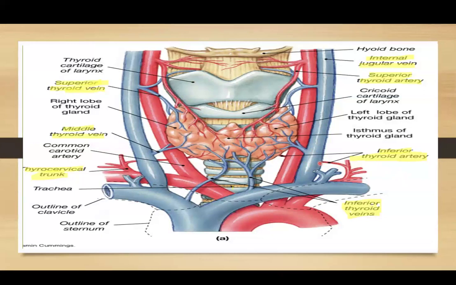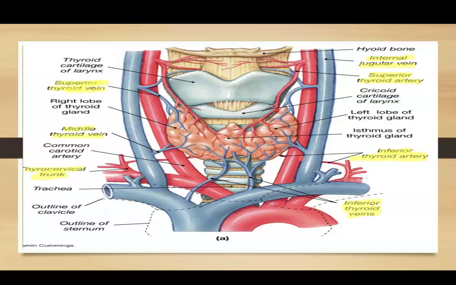And what do they mean by superior medially posterior? You can see it's going medially. It's also ascending, so it's superior, and then it's posterior to the thyroid gland. So that's why superior medially posterior. And it's coming from the thyrocervical trunk. It's labeled here. It's coming from the thyrocervical trunk, right?